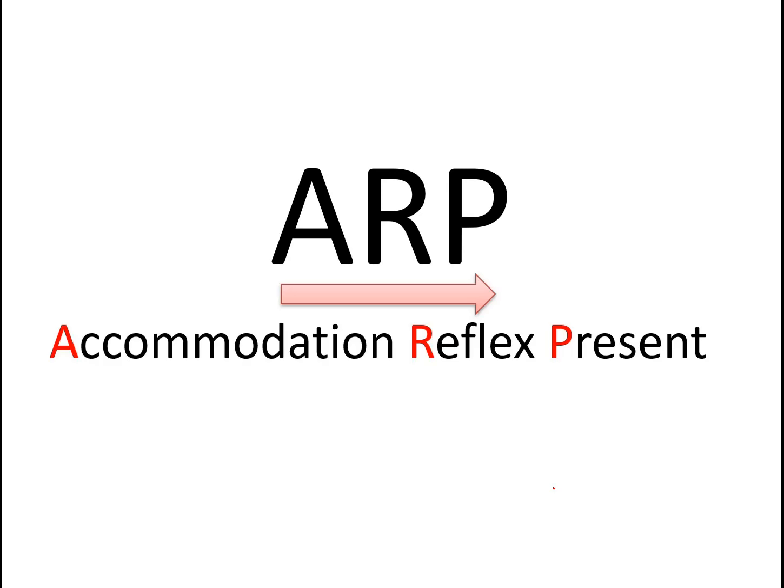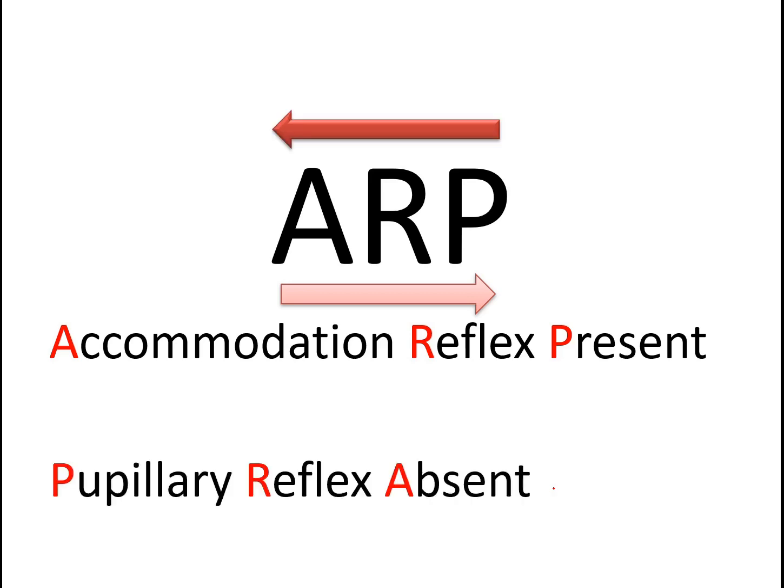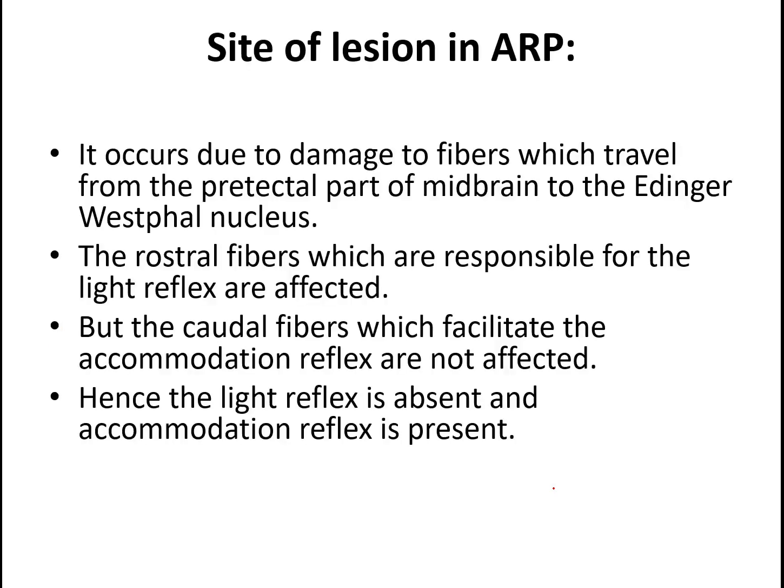Now, how to remember Argyll Robertson pupil, or ARP: in these patients, ARP, accommodation reflex is present. Remember, their near response is present, the accommodation reflex is present. But when you read it in reverse, PRA, it is nothing but pupillary reflex absent. Pupillary reflex means the light reflex. So the light reflex is absent in Argyll Robertson pupil subjects.